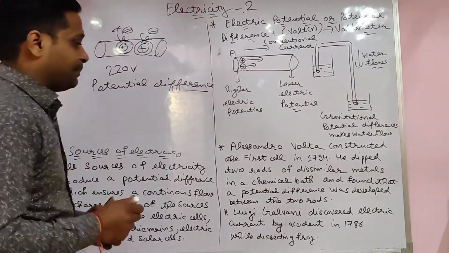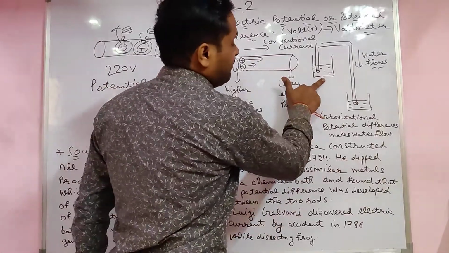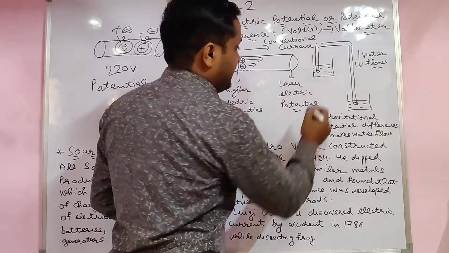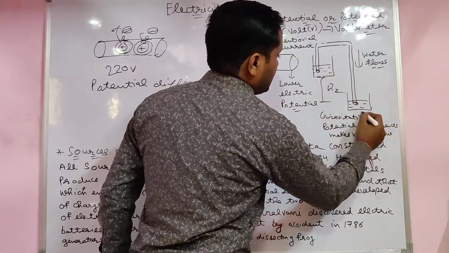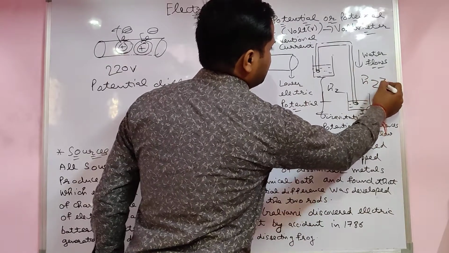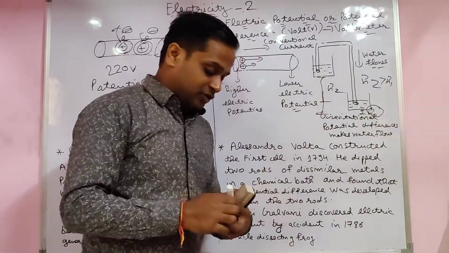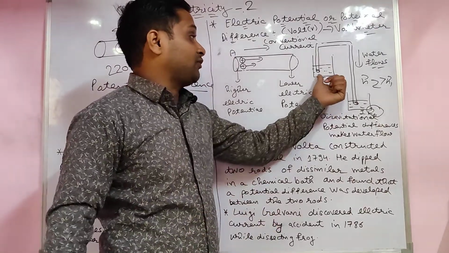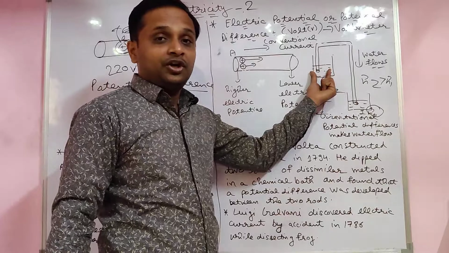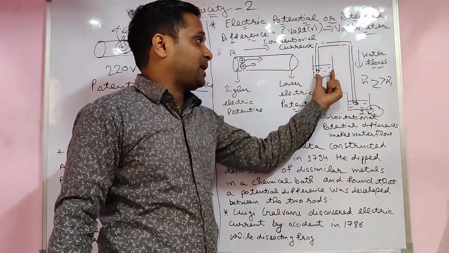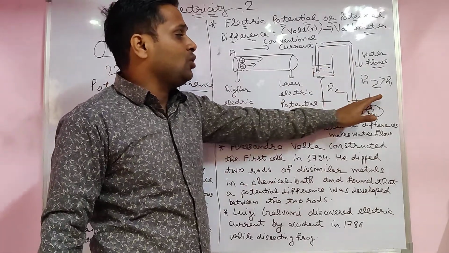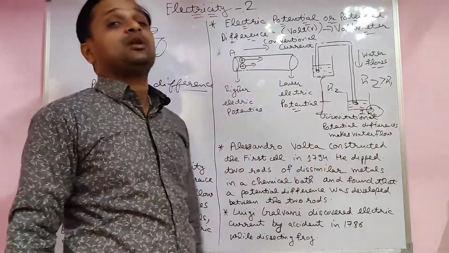For example, two examples are there. See, this is the water at a height. Here the height is H2, and here H1. So H2 is more than H1. So that's why water flows from high pressure to low pressure. Where the height is more, due to gravity, the water moves from more height to less height due to gravitational potential.